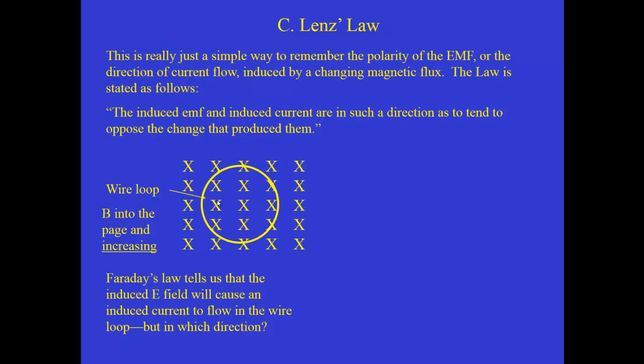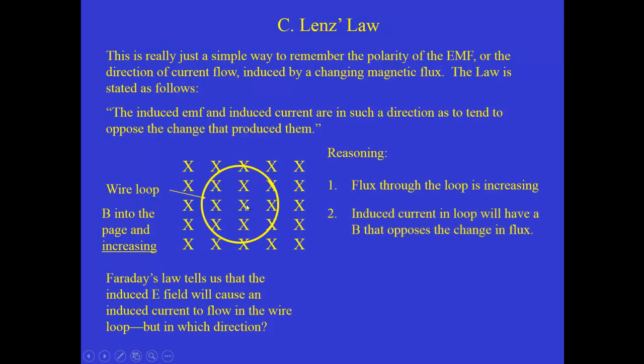So here's how we use Lenz's law, which is the statement up here that tells us the induced EMF and current tend to oppose the change that produced them. Here's how you do it. We notice that the flux through the loop because of the magnetic field pointing into the page is increasing. Now we use Lenz's law, and what Lenz's law tells us is that whatever current is induced in this wire loop, it will have a magnetic field that opposes the original change in flux.